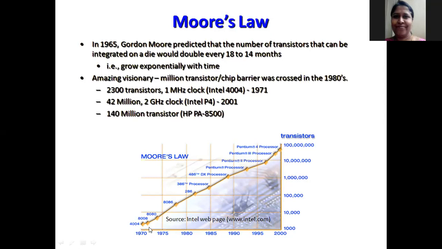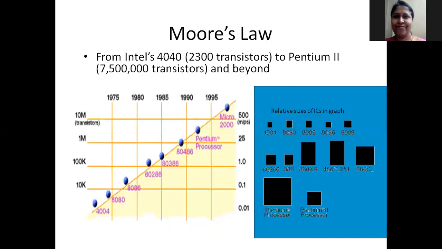And you can also see how each microcontroller or microprocessor developed over different years. So right from the 4004 microprocessor chip to 8080, 8086, 286, 386 processors, and now we are in the age of Pentium 4 processor and multiprocessors. So this is also a comparison of the size of the chips in a graphical manner.